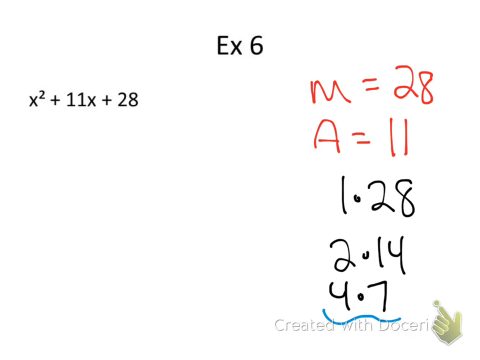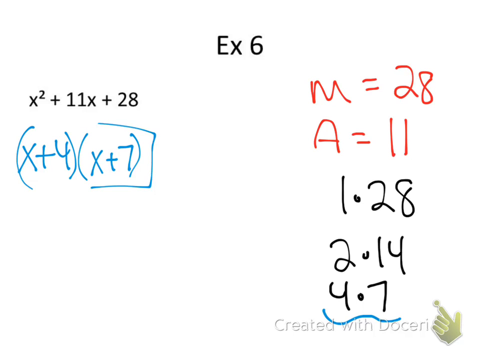So how will I write my answer? Plus 4, x plus 7. Very good. This is one of those things where, once the light bulb goes on, you're probably going to get all of them right because it's the same process every single time.